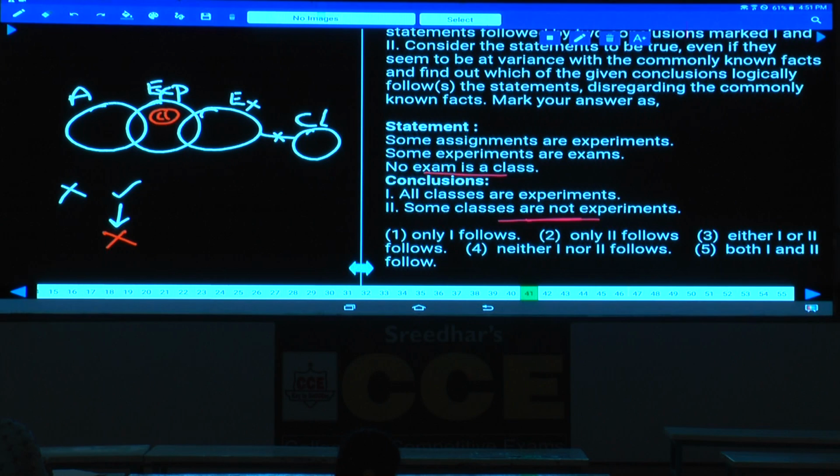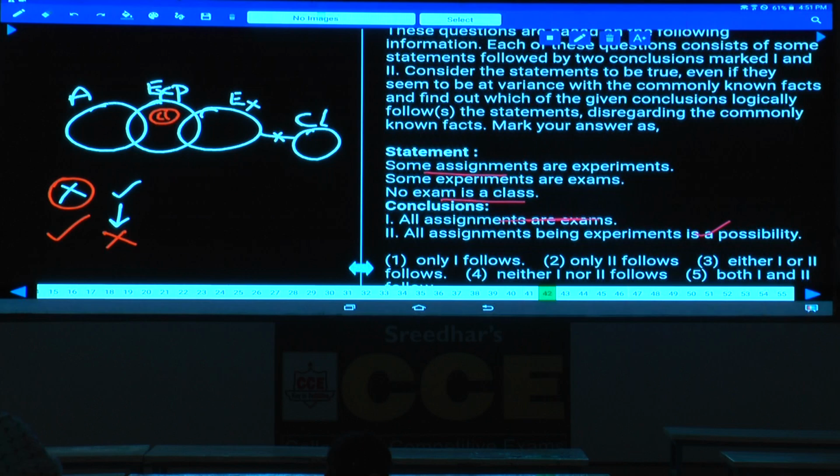After making the previous conclusion false, we need to check whether the affirmative conclusion, which was false earlier in the basic diagram, has become true. Here, all classes are experiments, now it has become true. Then what is your answer here? When the first one is false, the second is true; when the second is false, the first is true. Between these two, only one must happen, but both cannot happen at the same time. Hence, either 1 or 2, that is choice 3.